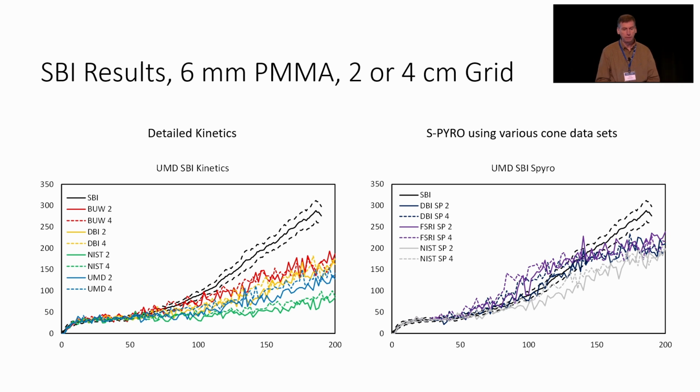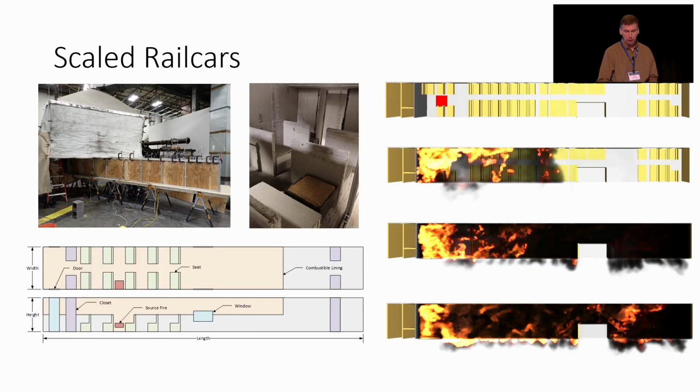So you can see here on the left, these are our predictions done with the detailed kinetics method, and on the right, the results done with the S-Pyro. So if you do have cone data, and again, the databases are starting to grow, this is a method that we would recommend because you're less likely to have those uncertainties introduced by the detailed kinetics. Ultimately, we'd all like to do things from first principles, but from a practical point of view, sometimes using actual bench scale data of the actual material is going to give you a more accurate representation of the burning of that object in full scale.